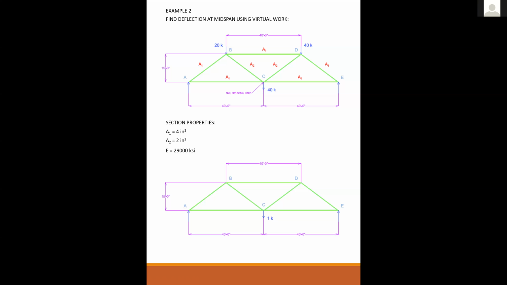The reaction, again, assuming that A is a pin and E is a roller. So A can resist a load, but E cannot resist a load. There are no horizontal forces on the structure. E cannot sustain a horizontal force. So when you sum your horizontal forces, A sub x equals 0. There's nothing else there, so the horizontal reaction at A must equal 0. But that does not mean that the deflection in the horizontal direction at E is equal to 0. It's not equal to 0.